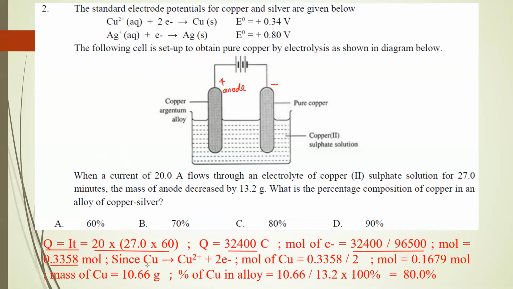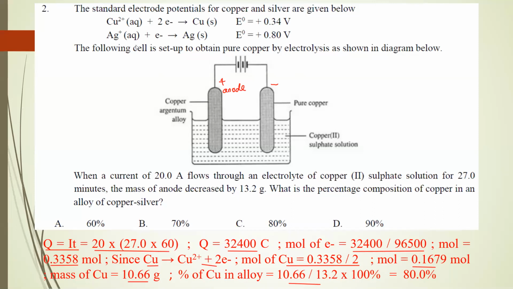So stoichiometrically, copper goes to Cu2+ plus 2 electrons. So the mole of copper is 0.3358 divided by 2, you get 0.167. So the mass of copper is multiplied by 63.5, so you get 10.66 gram. So the percentage of copper in the alloy is 10.66 divided by 13.2 times 100%, you get 80% in here.